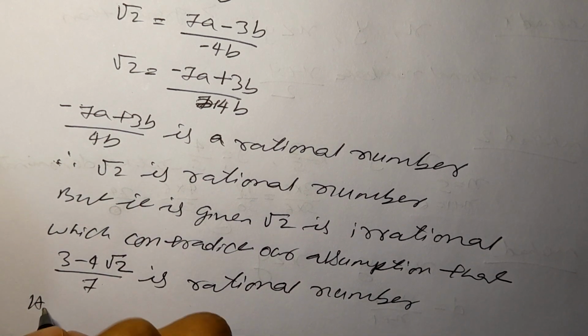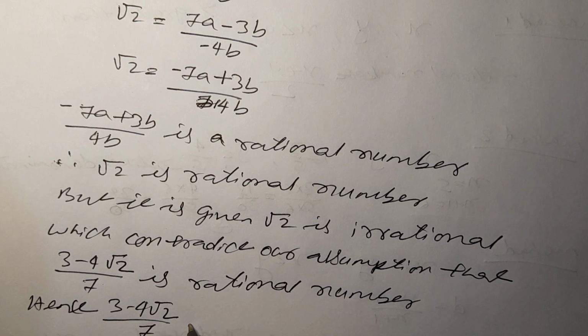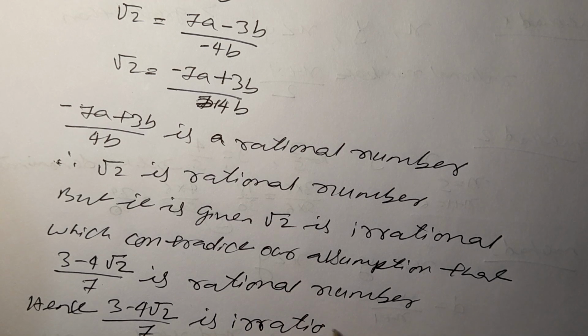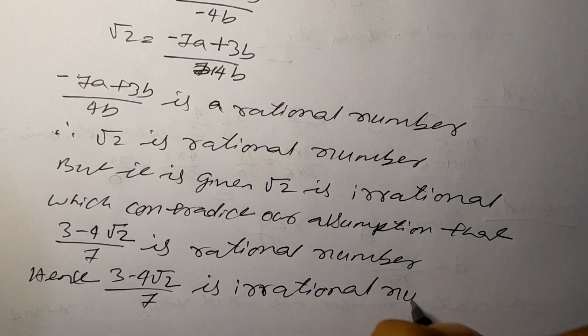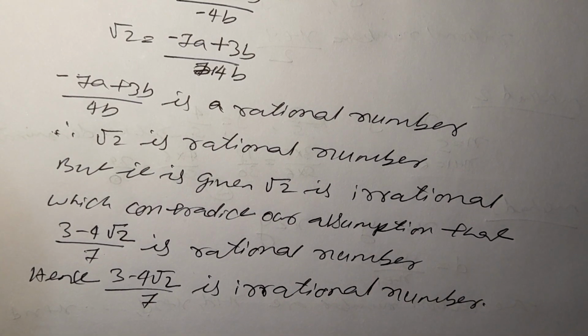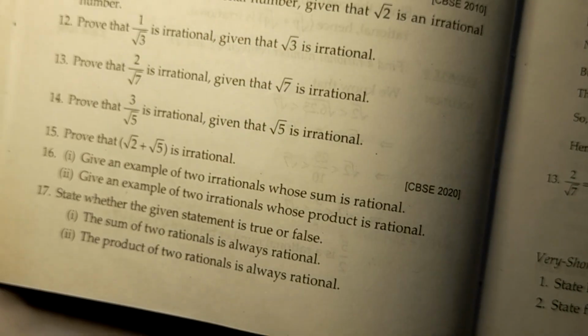Hence (3 minus 4 root 2) divided by 7 is an irrational number. Next question, that is question number 10.